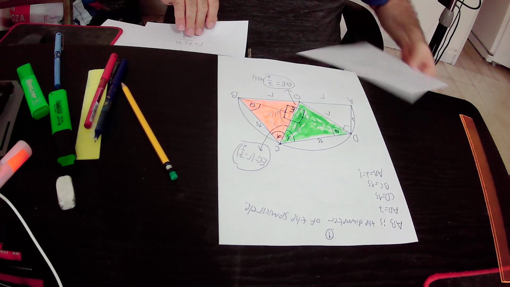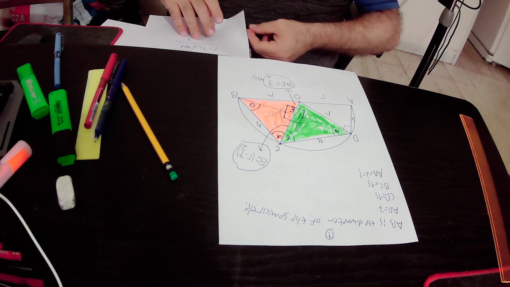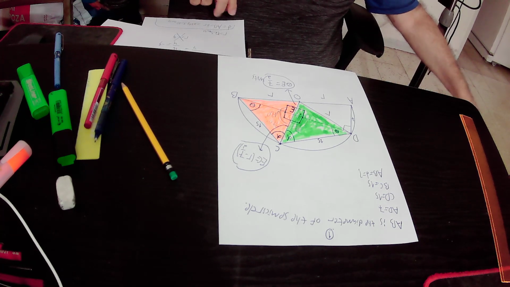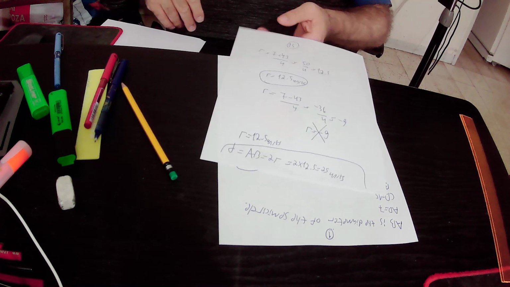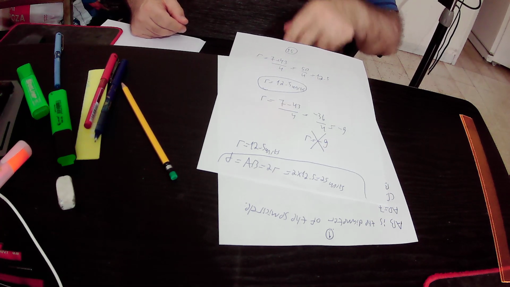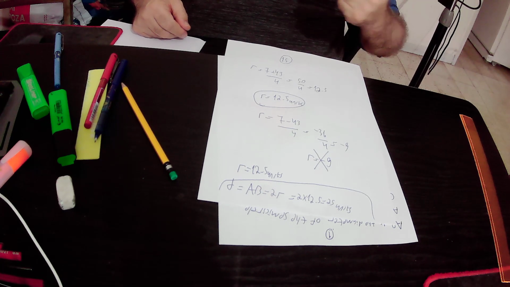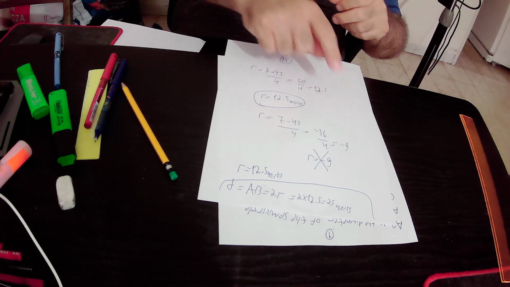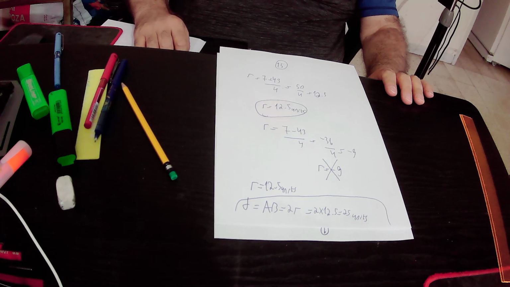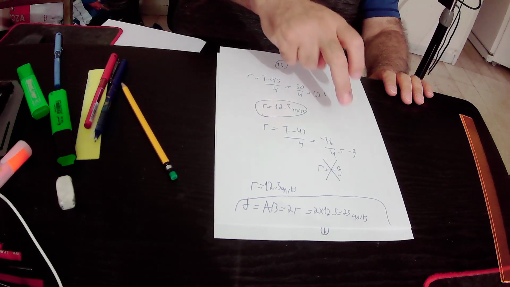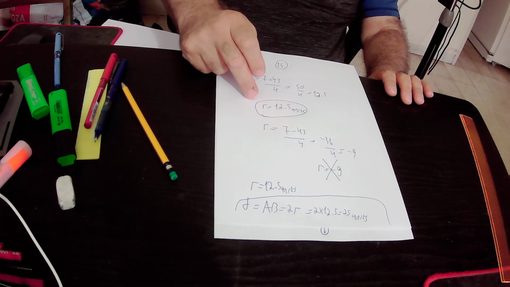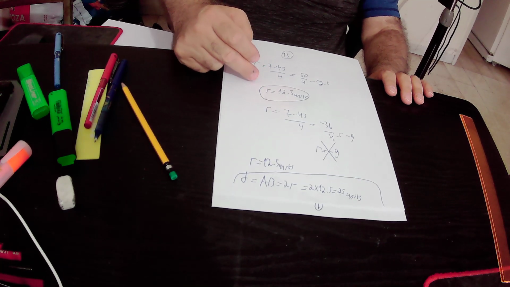We did this and we found that the radius of the semicircle equals 12.5 units. We also have a second solution to the quadratic equation, that the radius equals minus 9, but the radius cannot be a negative number. It must be a positive number, so this solution is cancelled, and we are left only with the first solution, that r equals 12.5 units.